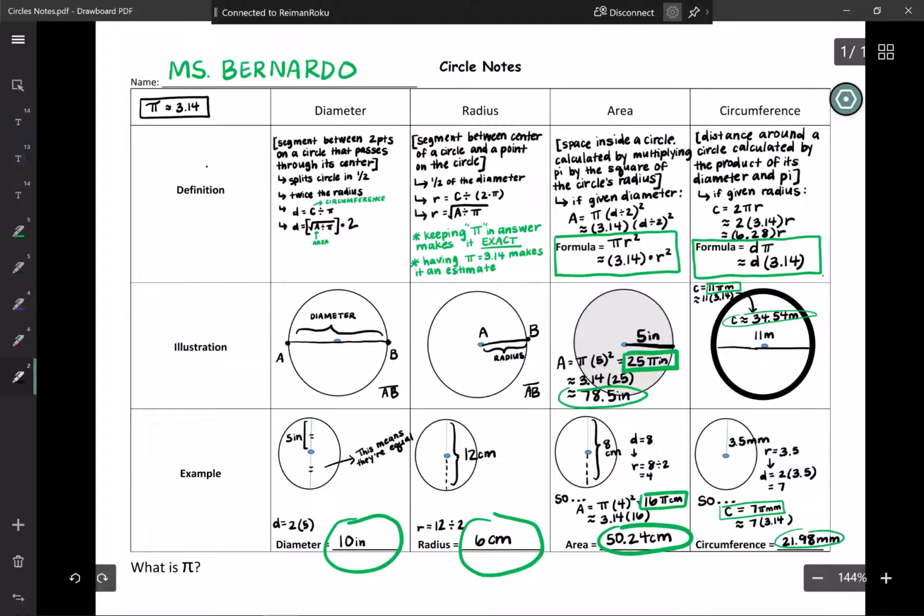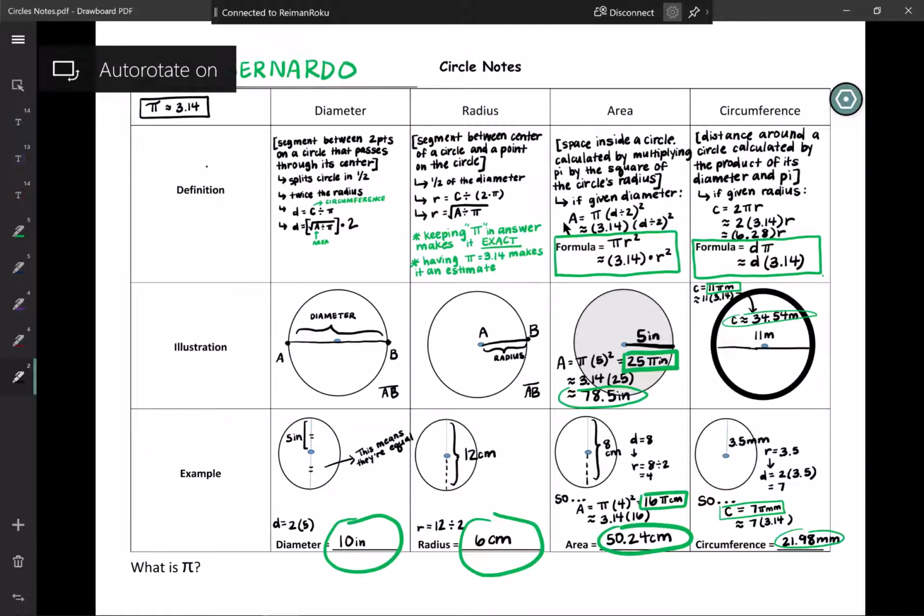In this video, what I'm going to do is break down the circle notes that I posted on Google Classroom. Those of you who were able to come to class last week got a paper version of this. If you didn't get one, there's a PDF of it under our interactive notebook pages section in Google Classroom.